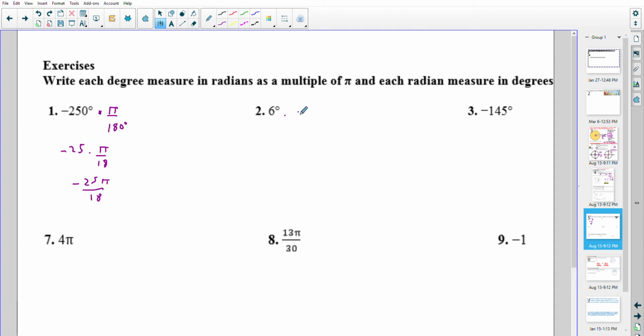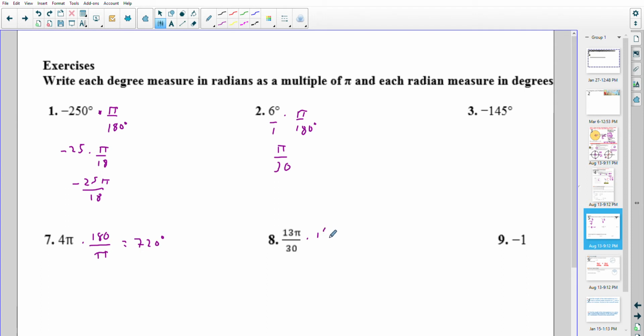Same thing here, pi over 180. Degrees cancel, you're left with radians. 6 goes into 180 30 times, so you're left with pi over 30 radians. Converting the other way, you're going to multiply by 180 degrees per pi radians. Notice there isn't a degree symbol here, so you know it's radians. Pi's cancel, and you're left with 720 degrees.